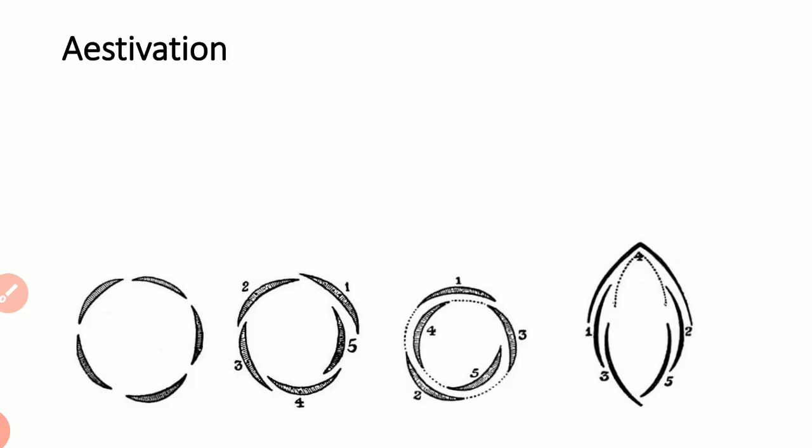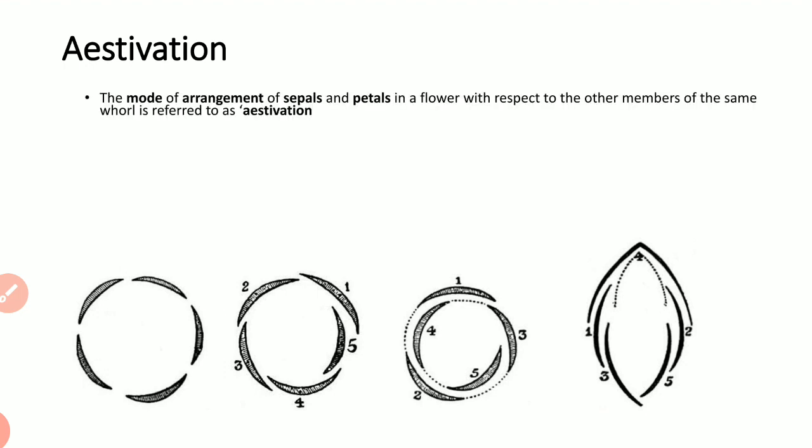Now we proceed toward estivation. First of all, the definition of estivation: the mode of arrangement of sepals and petals in a flower with respect to other members of the same whorl is referred to as estivation. Means the arrangement of the sepals and the petals in the flower with respect to the other members. Okay, if there are 5 petals or 5 sepals, the manner in which they are arranged with respect to each other is called estivation.